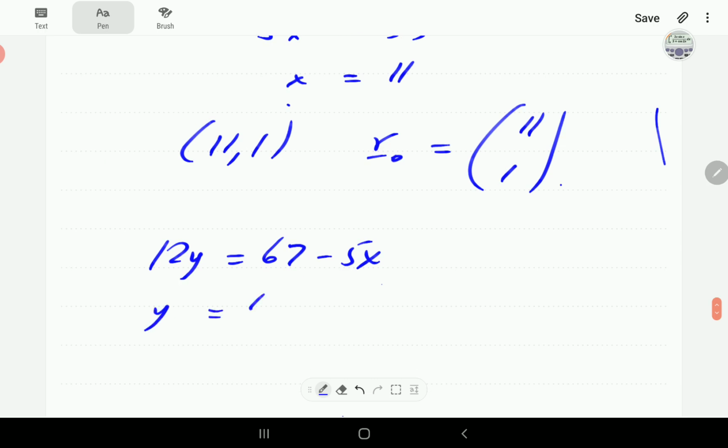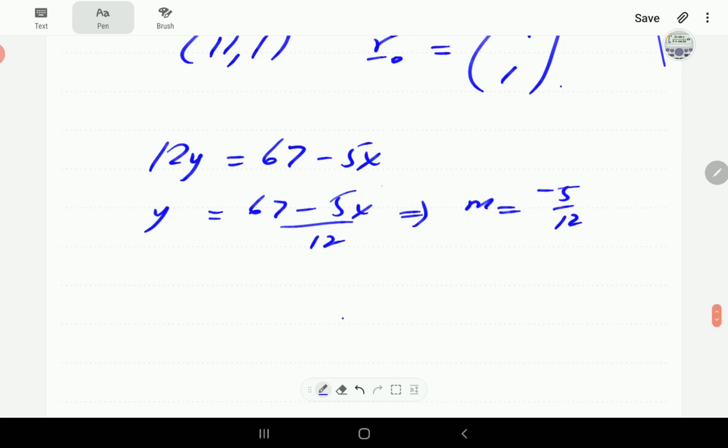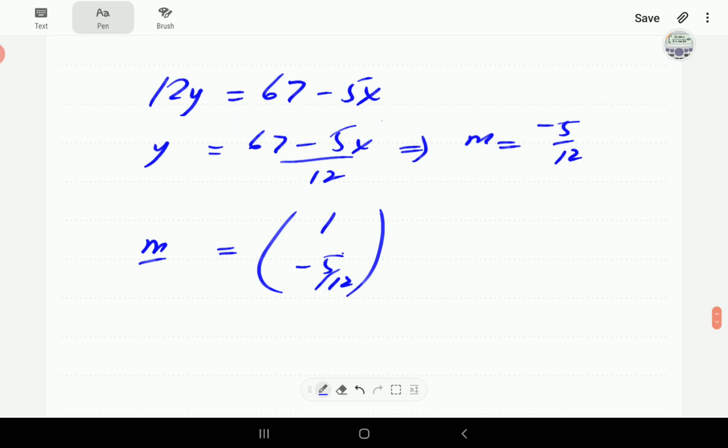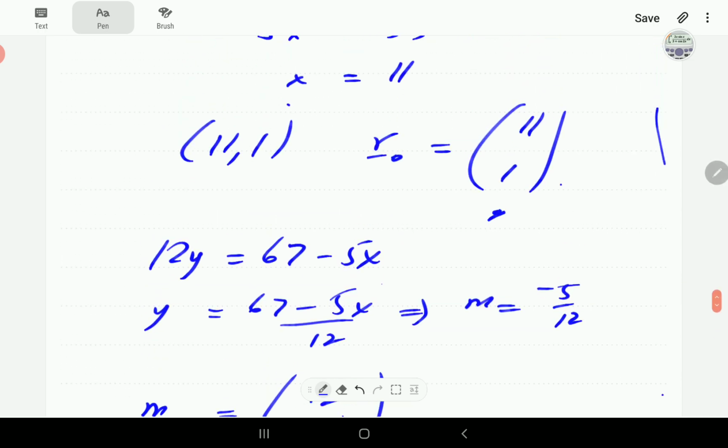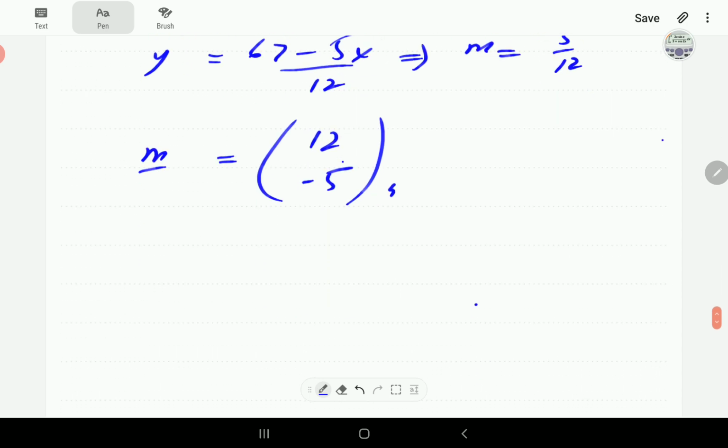So if we make y the subject, y = (67 - 5x)/12 shows us that m is going to be -5/12. So the direction vector is going to be (1, -5/12). However, we'd rather deal with whole numbers, so we can multiply this by 12. If we multiply this by 12, then this is (12, -5). So we can use that as our direction vector. So we have got the position vector of a point on the line. We've got the direction vector.